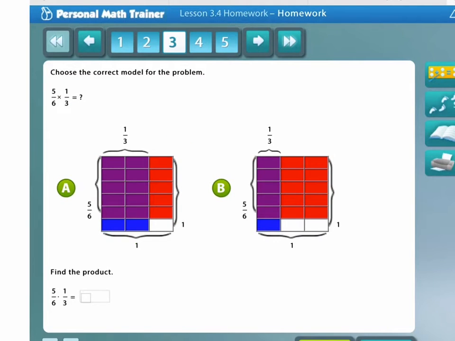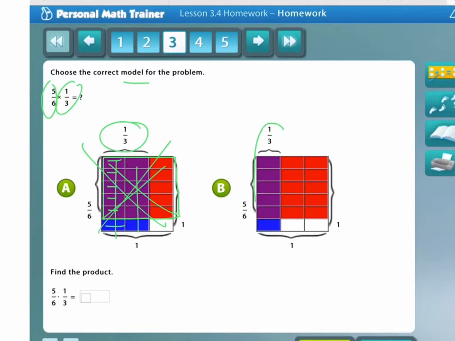Again, we're using an area model to look at the problem. The first thing you're going to want to do is check, did they properly identify 5/6? So here you have 1, 2, 3, 4, 5, and 6. They have highlighted 5/6 of the red here, and then 1/3 here. Now this is not 1/3, they've actually done 2/3, so this is not going to work.